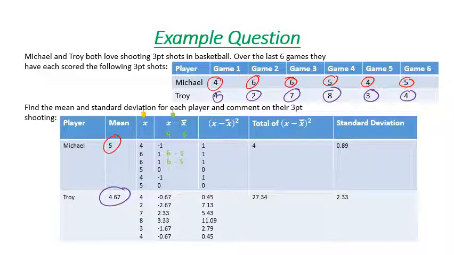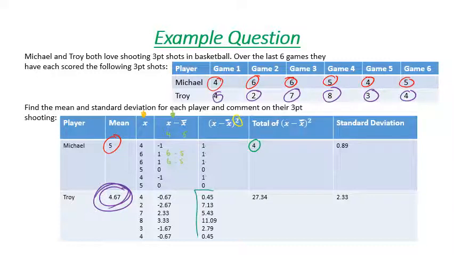All right, so that's what we do for Michael. Obviously, the mean for Troy is 4.67, so we would have to take away 4.67 from our data values. Basically, we've then ended up squaring our answers. So in our next column, we've had to square the difference between them, and then we've added the total to get to here. So Michael had a total of 4. 1, 2, 3, 4. So 1 plus 1 plus 1 plus 1 gives me a total of 4.